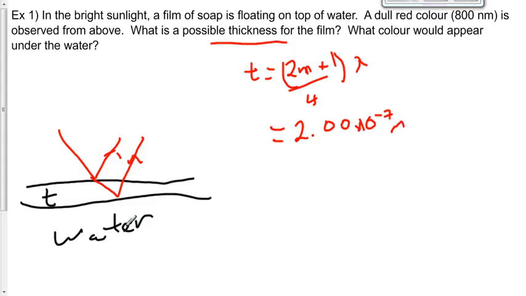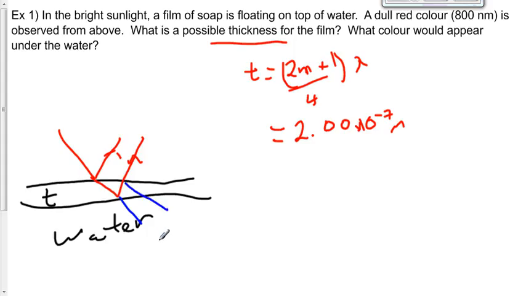So we have this very thin film of soap floating on top of water, 2.00 by 10 to the minus 7 meters. And the second part of the question, what color would it appear from under the water? And that's kind of interesting if you think about it. Because I really want to know, okay, well, what's going to happen now? Because this ray is going to continue on, and this ray is going to continue on, and what's it going to look like underwater now?